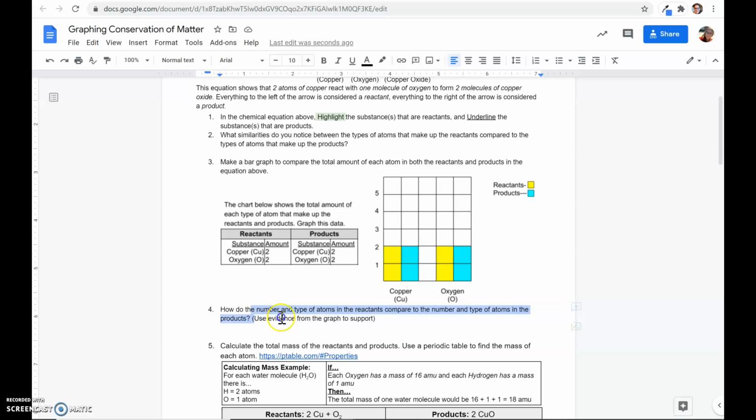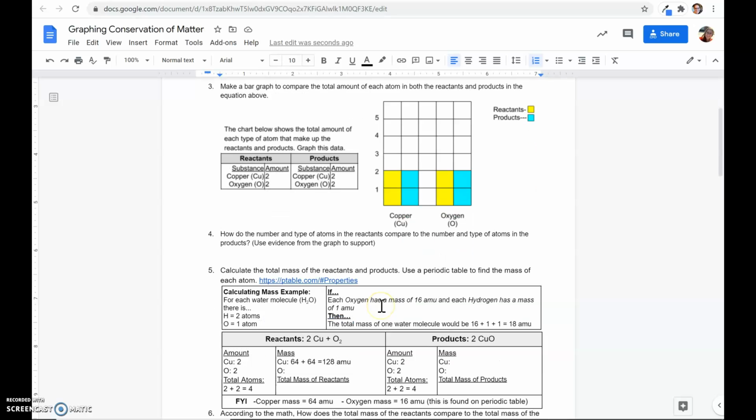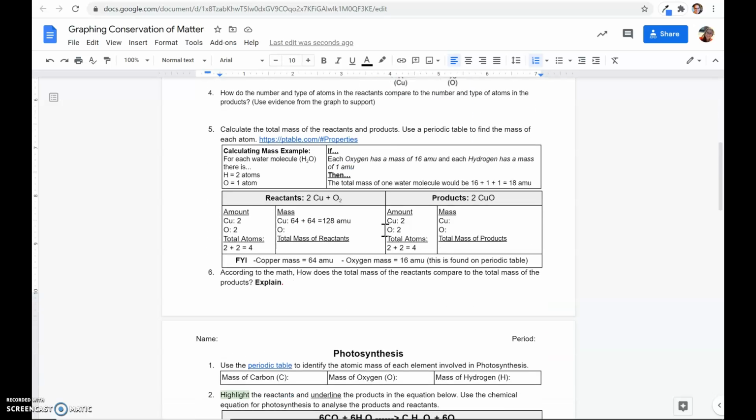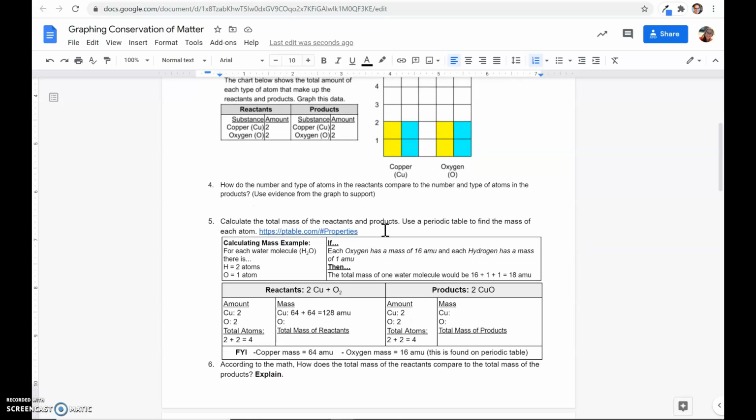Then it also says, use evidence from the graph to support your answer. So you're going to look up here and you're going to say, if you look at the graph, it shows you that we have the same amount of coppers in the products and the reactants. They're the same bar. They go to the same height. That's all you need to do for number 4. Then lastly, we have number 5.